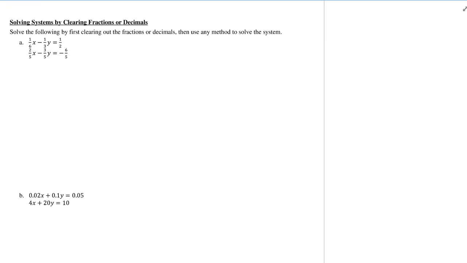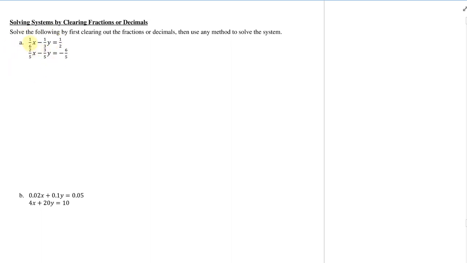Hey guys, so this is the last part of section 4.5, so I'm on page 396, and now it's everybody's favorite, clearing fractions and decimals. I actually think this is a good review if you forgot, but this is something that we should already be kind of familiar with.